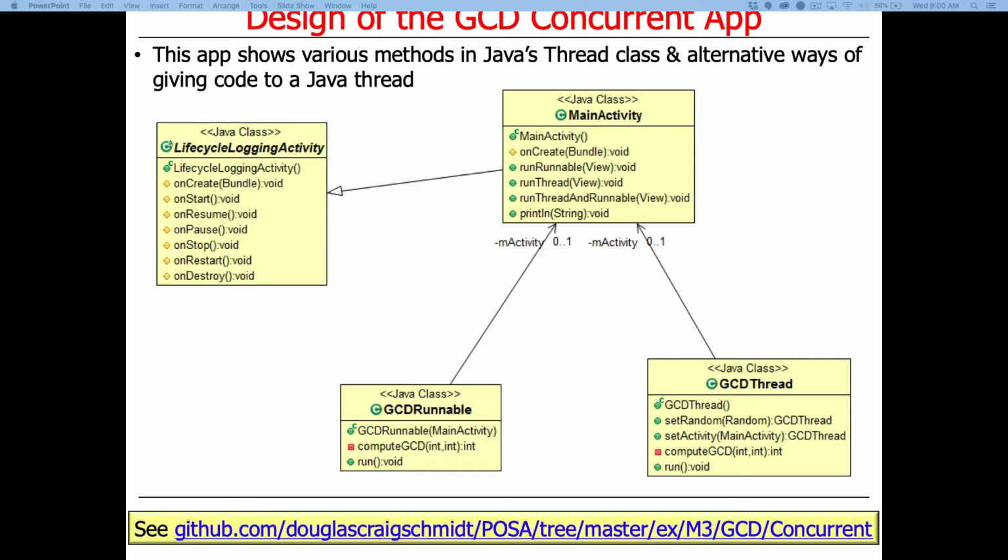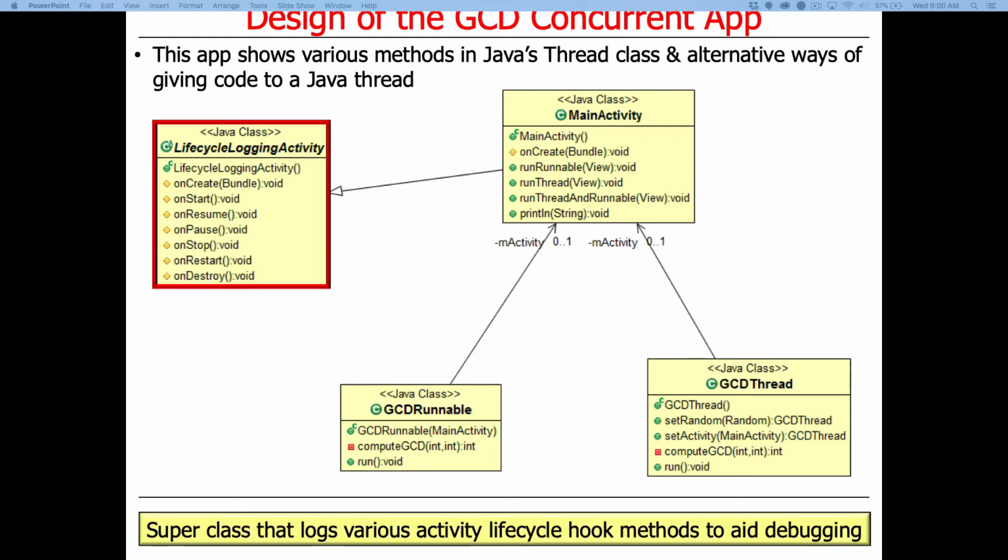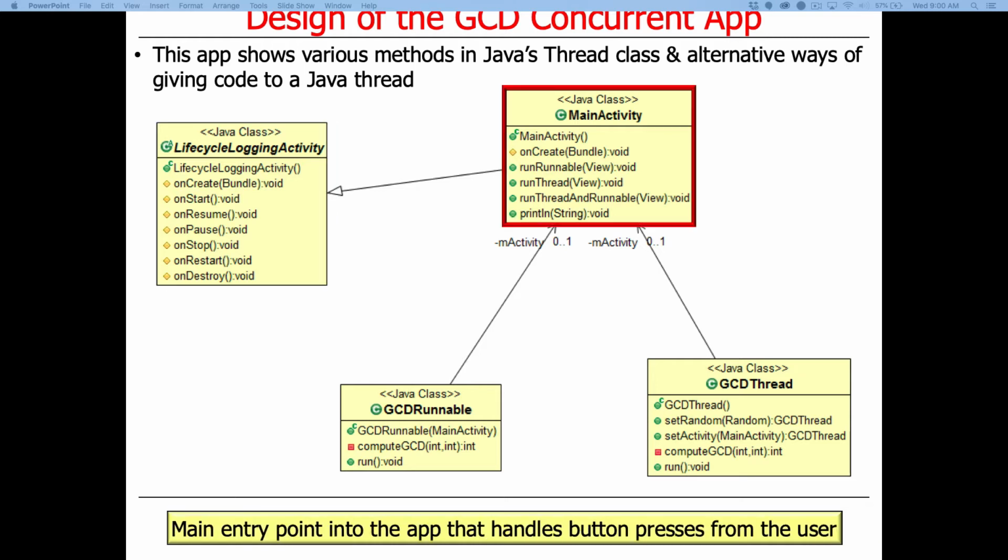It's going to showcase a bunch of methods in the Java thread class, as well as alternative ways to give code to a Java thread to run. Because this is running as an Android app, we have a little helper class that we use for logging the lifecycle states of an Android activity. Not all that important for our discussion; it's more if you want to learn more about Android. We have a main activity class, which is the way that Android presents functionality to users. Again, I won't go into too much detail about this. We'll talk about some of those details later.